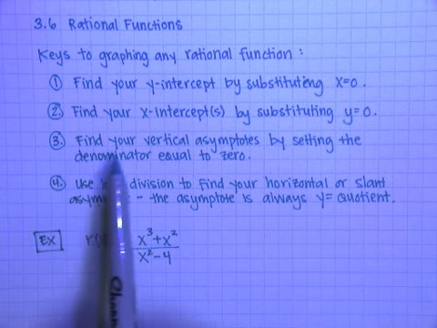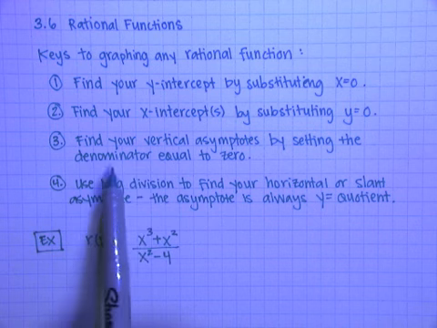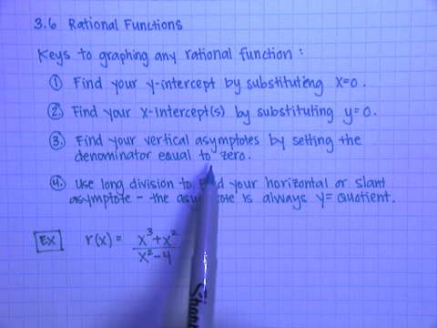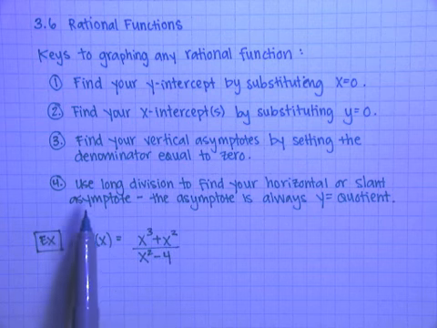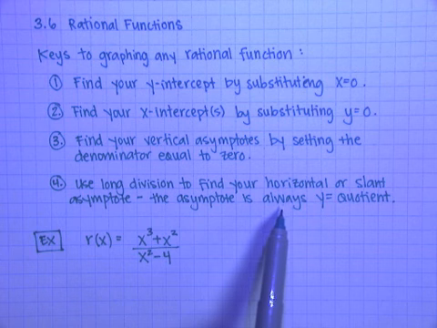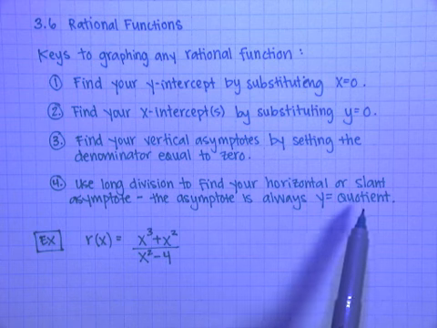The third thing you're going to do is find your vertical asymptotes by setting the denominator equal to 0 and solving. That's going to be whatever causes your domain problem. And then last but not least, you're going to find your other asymptotes by using long division. And this asymptote's always going to be in the form y equals the quotient.